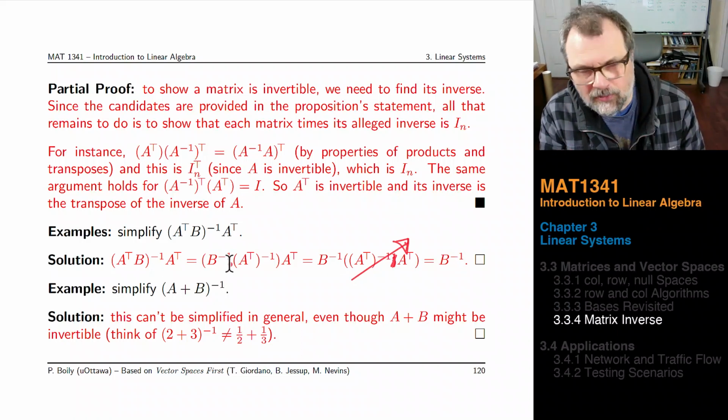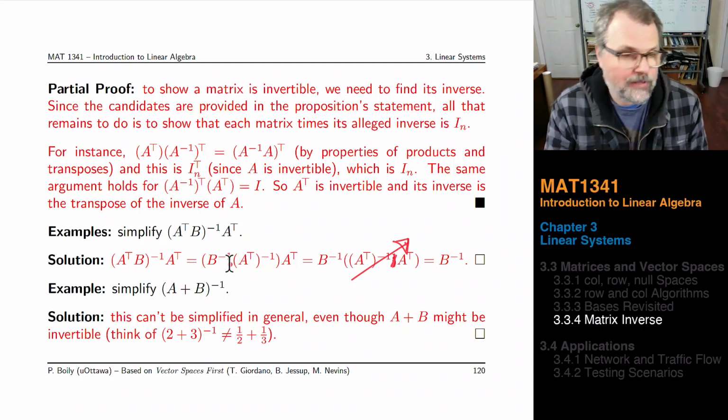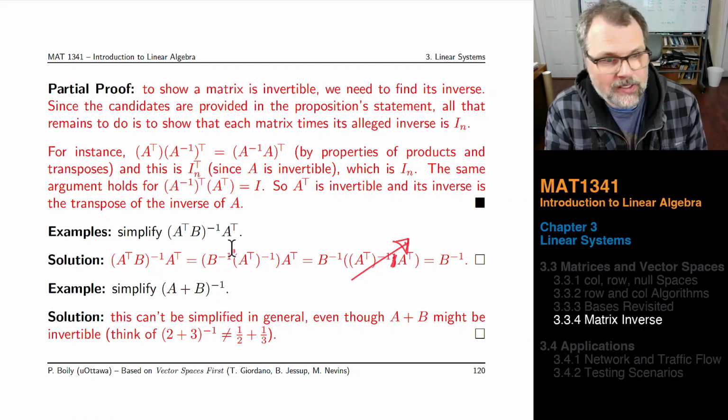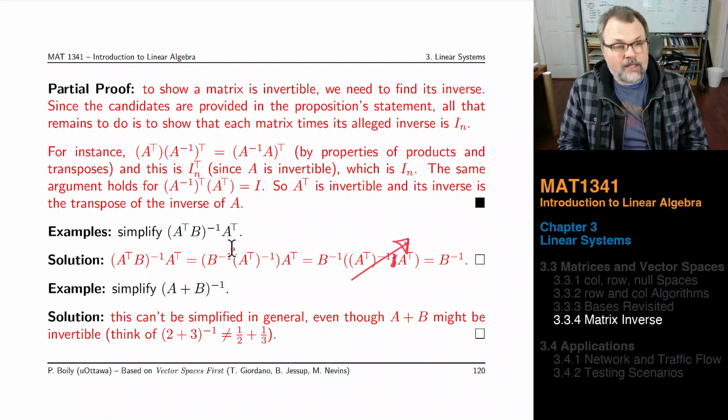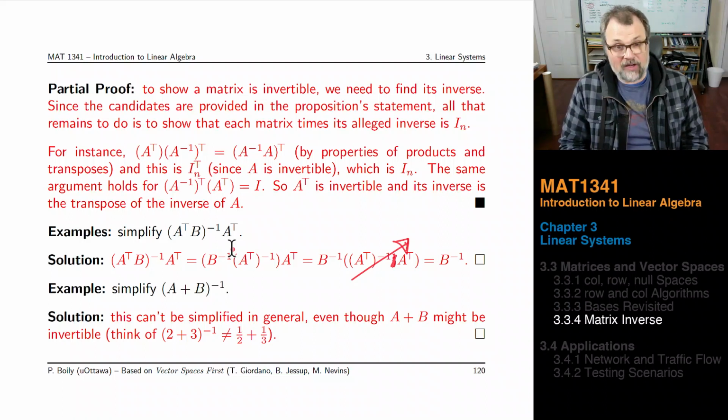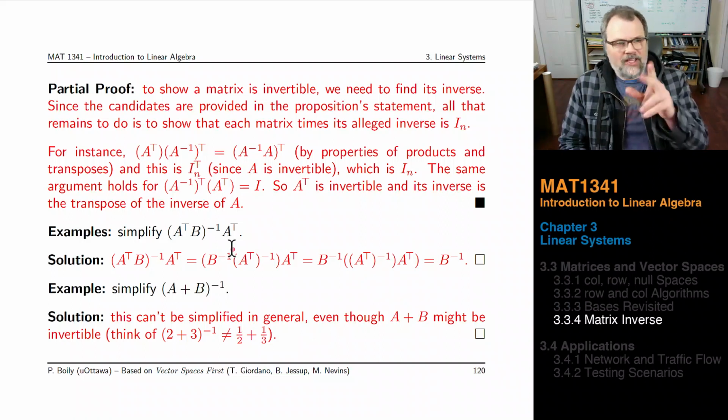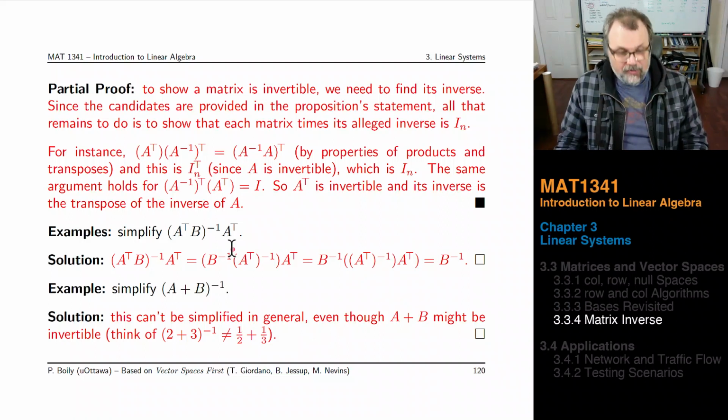You can be careful and use the properties. But look at this other one, which you'd like to be able to simplify. The inverse of A plus B, there's actually nothing you can do in general. If you know specifically what A and B are, you might be able to solve it. There's no easy way to invert A plus B in general. You need to find out what it is.